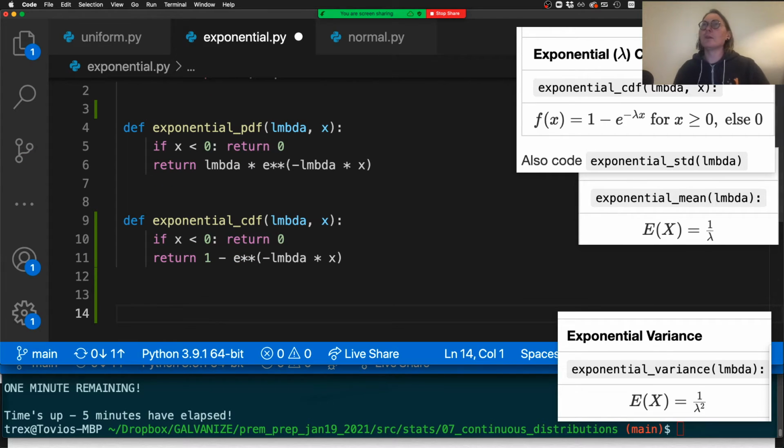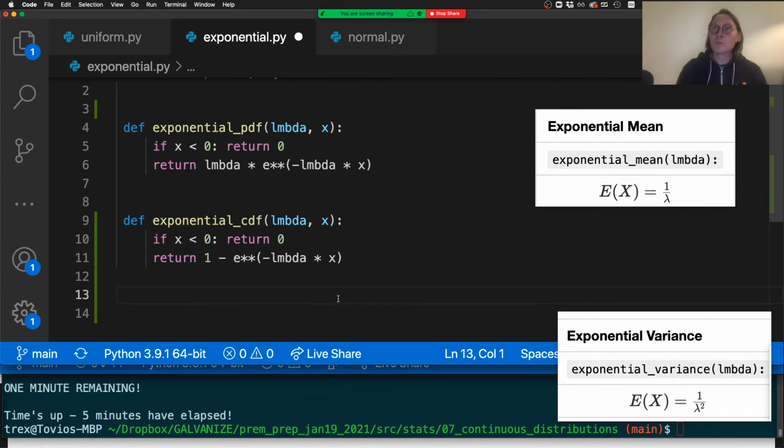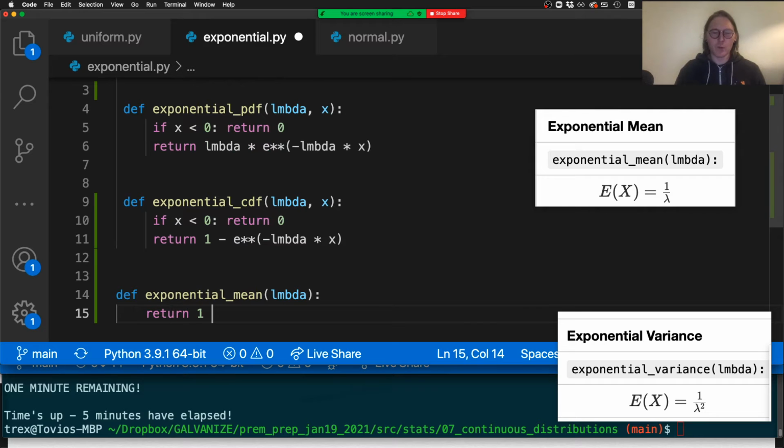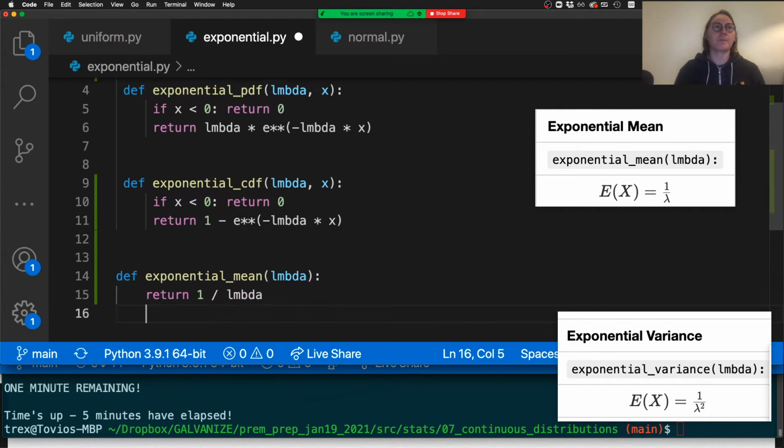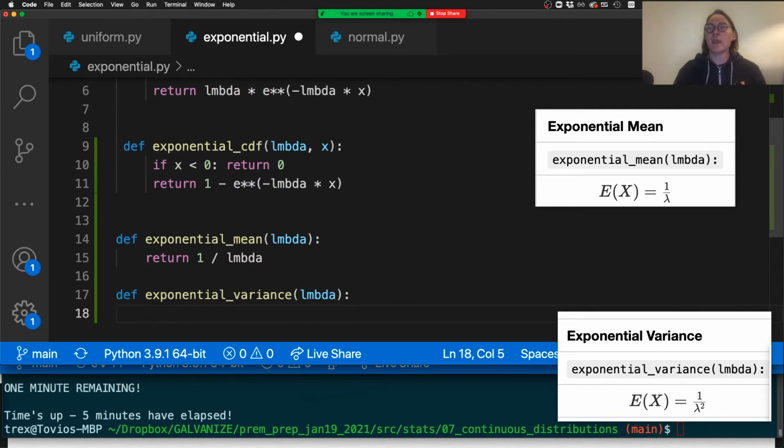And now let's do the mean. So just def exponential_mean(lambda), and then we can just return 1 over lambda. And then we've got the exponential variance, and again, we just pass in lambda on this. And this is returning 1 over lambda squared.